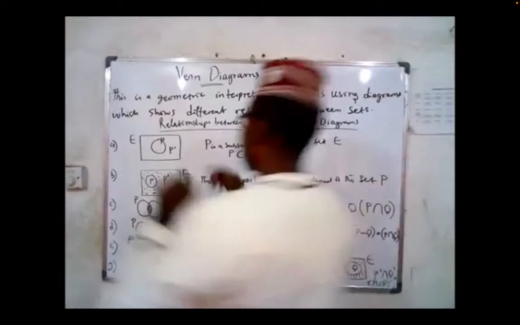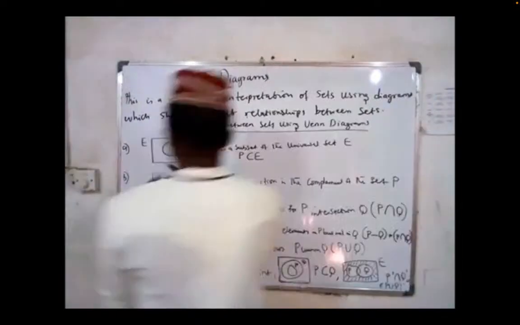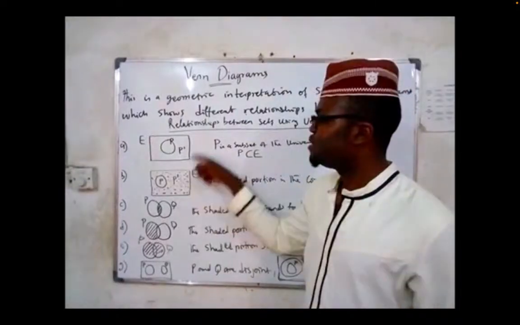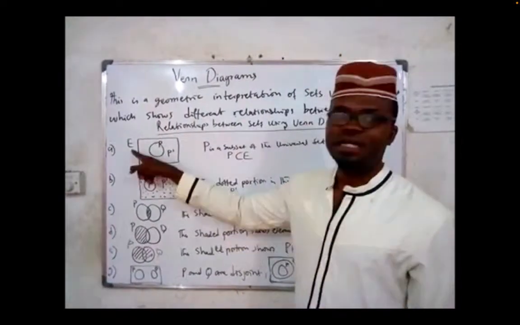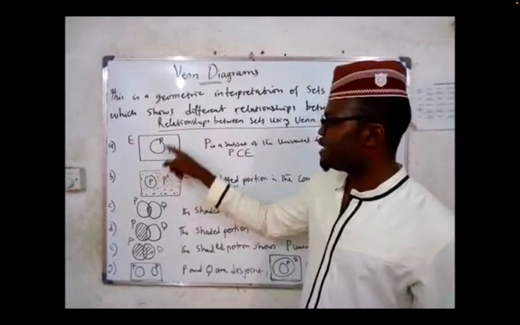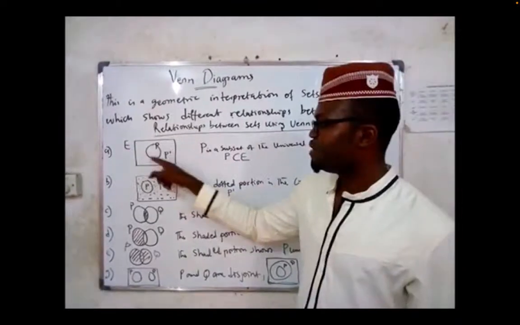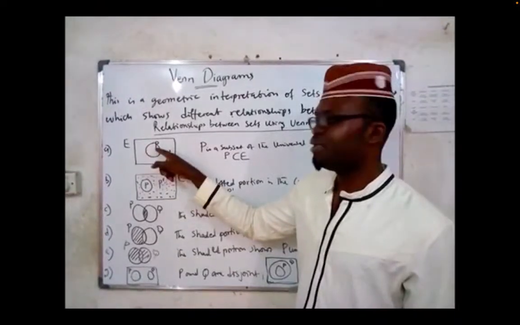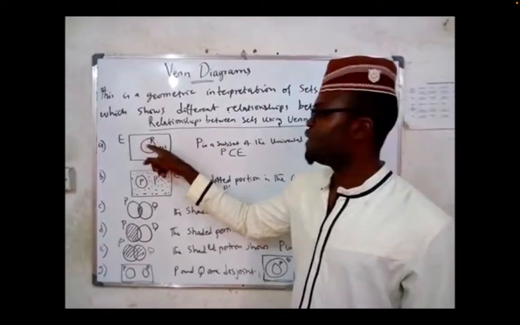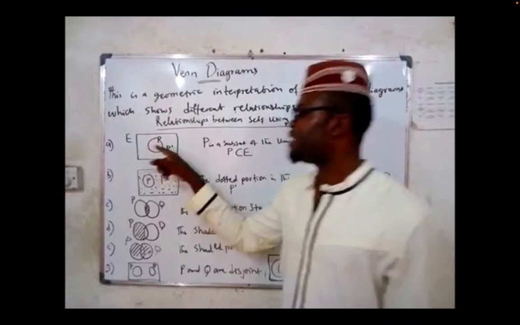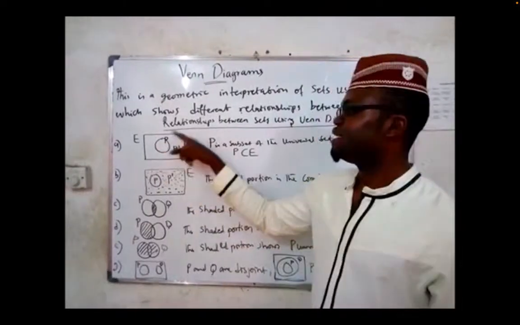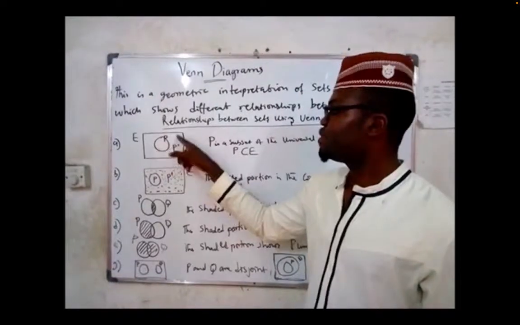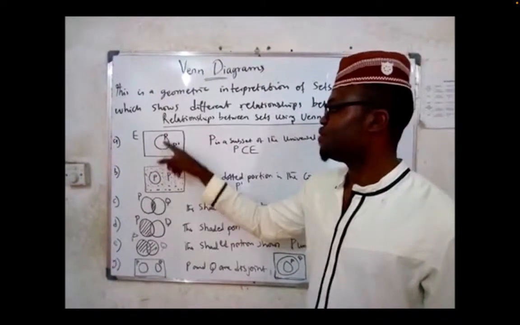So what is this? And what does it represent? Universal set E. Is that clear? And this circle inside it is a set. It's a set of P. And we say that anything that is in the universal set, but is not in P, is known as the complement. All these other ones, apart from the P, is the complement.